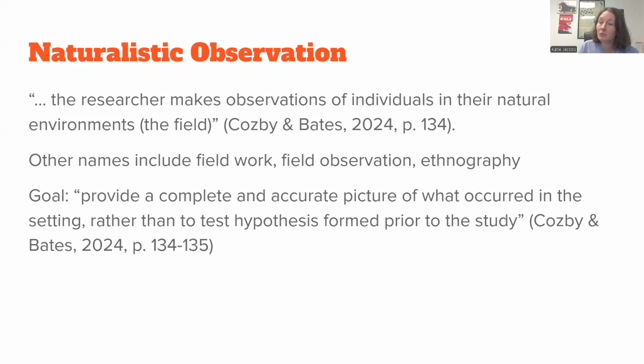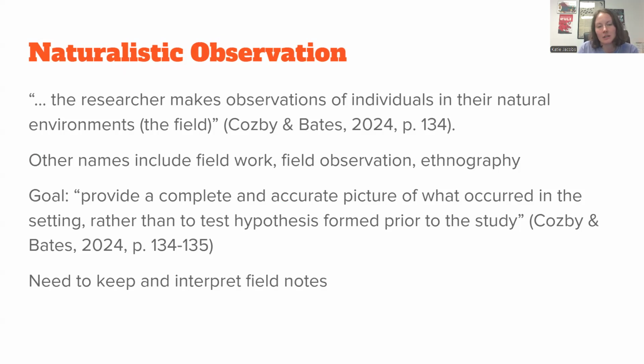And the goal of this type of research is to provide a complete and accurate picture of what occurred in the setting rather than to test a hypothesis formed prior to the study. So if we were doing qualitative research, you would not be going through the hypothesis testing steps necessarily as you learned in your stats class. But it also depends on what kind of research you're doing. So sometimes qualitative researchers will have something called a central question that they develop before doing qualitative research, but naturalistic observation is a very specific type of qualitative research.